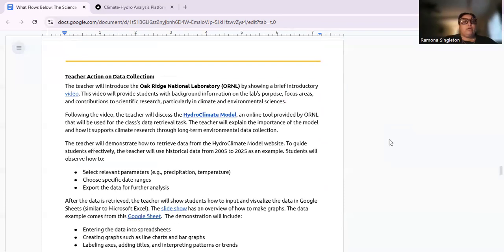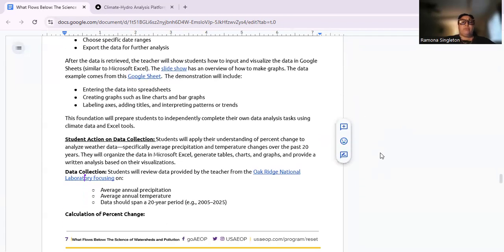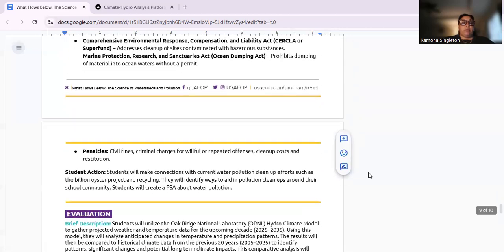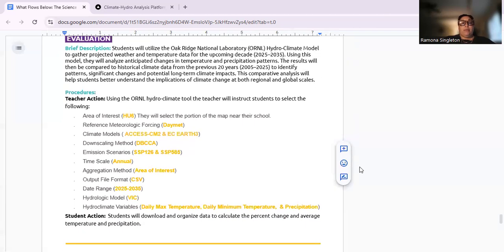From here, the teacher will introduce the platform from Oak Ridge National Laboratory. She or he will show the students the different parameters within the model and how to collect the data. From there, the students will practice collecting data and calculating averages and so forth. And then for their final evaluation, the students will use the platform on their own using these parameters, download their data, analyze their data, and then report back to the classroom.